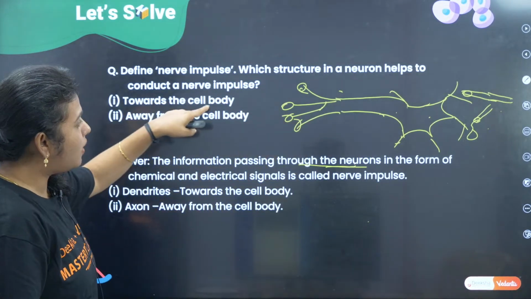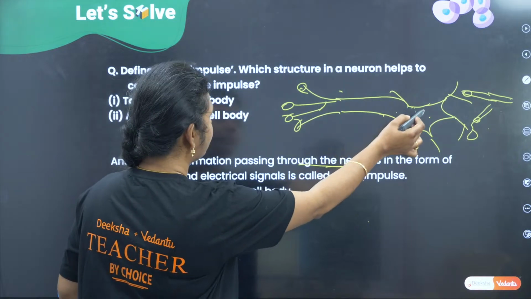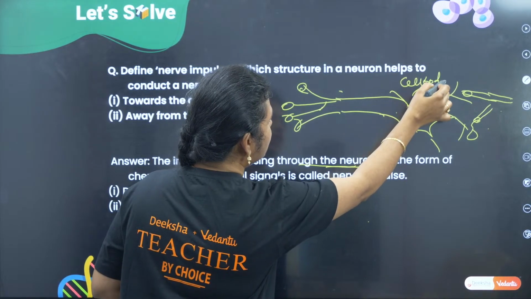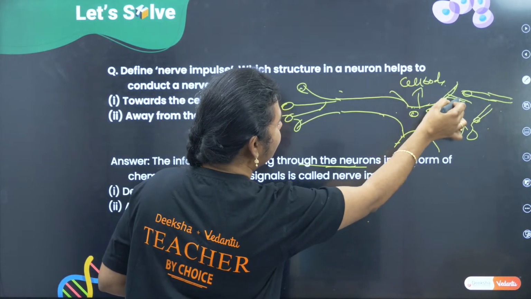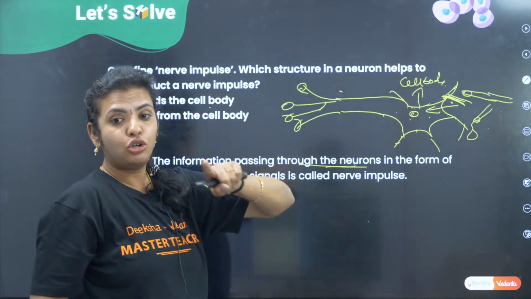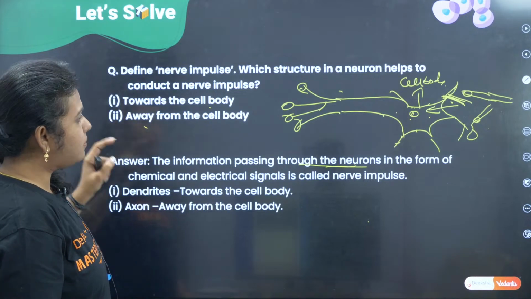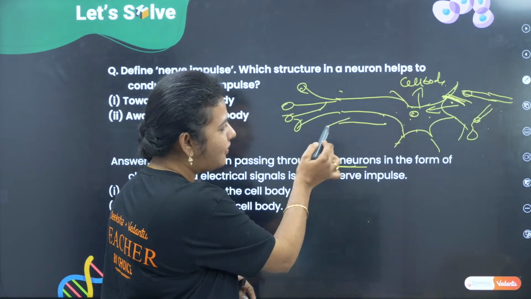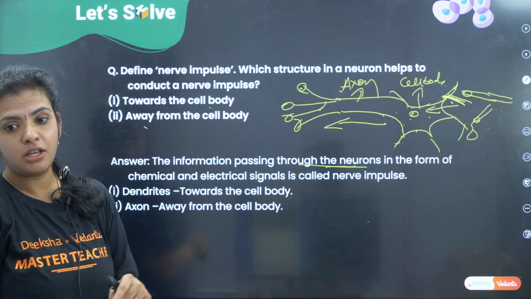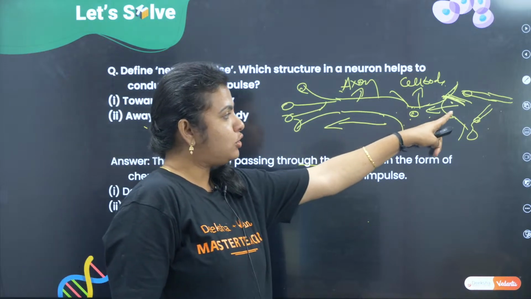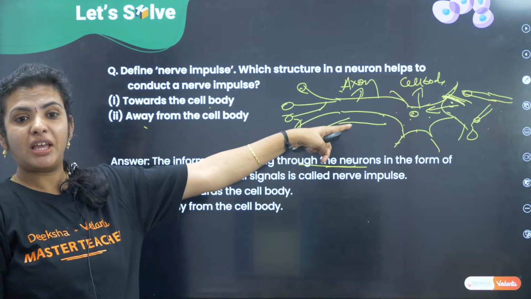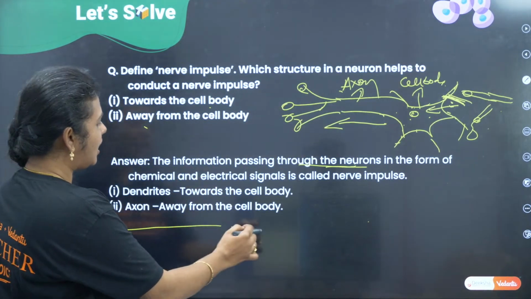Now, the question says towards the cell body. This is my cell body, correct. So, this is a nucleus, this is my cell body. So, who is getting it towards the cell body? We have the dendrites. So, dendrite is going to pass the information towards the cell body. Away from the cell body is my next structure, which is axon. Okay. So, there are two structures, one towards the cell body, that is the dendrite, and away from the cell body, that is the axon. Okay. So, that is the answer.